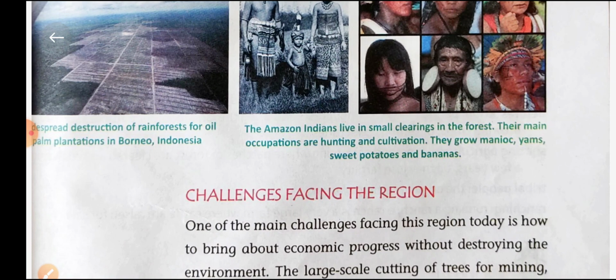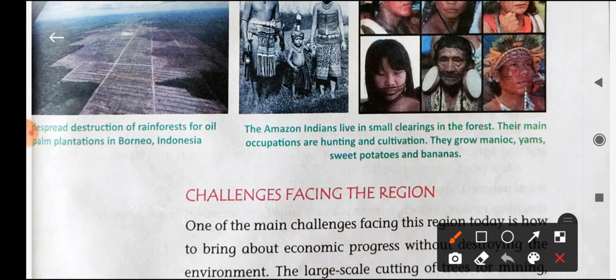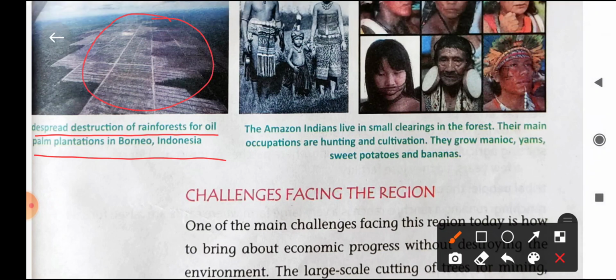Now look at the destruction of rainforest for oil palm plantations in Borneo, Indonesia. As you know, people here mainly practice shifting farming. So the people of this region burned the forest and used the land for oil palm plantations in Borneo, Indonesia.